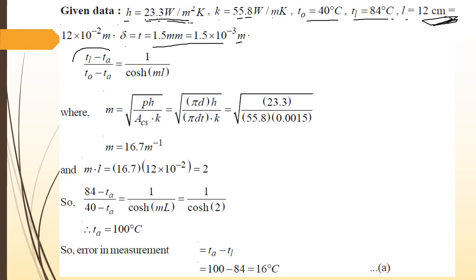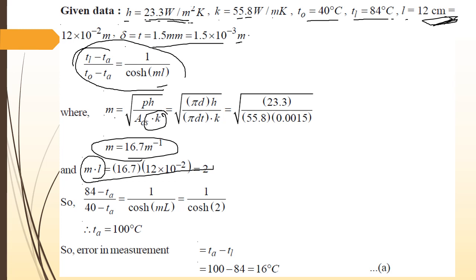So the error in the temperature measurement is (TL minus TA) divided by (T0 minus TA), that is 1 upon cos hyperbolic mL. M is the square root of PH divided by AK, where P is the parameter, that is pi d, cross section area A is pi d t, H is the convection heat transfer coefficient, and K is the thermal conductivity of fin material. So the value of m, the fin constant, is 16.7 meter inverse, and m into L, when we go, we will get the answer 2.